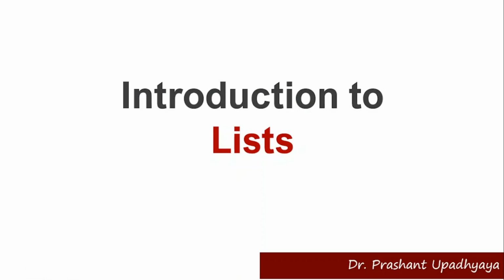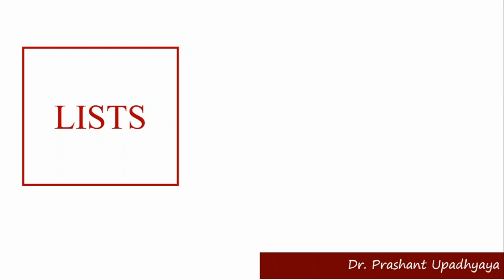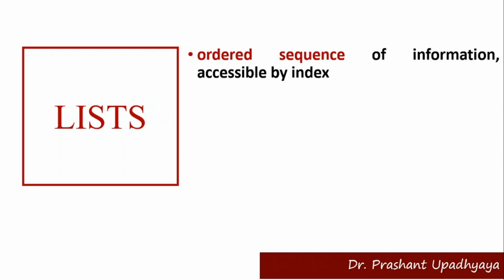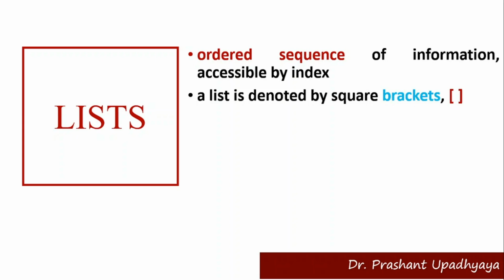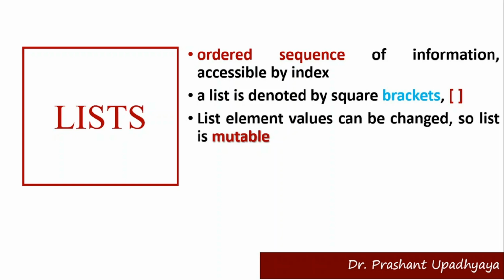So we are going to recap here what a list is. As we can define, a list is an ordered sequence of information that can be accessed by the index. What the index means, we have already shown you that the indexes start from 0, 1, 2 and 3, and whatever the length of your list is, we will have the indexes according to it. We have also shown you that lists are denoted by square brackets. List element values can be changed, so we consider a list as mutable.